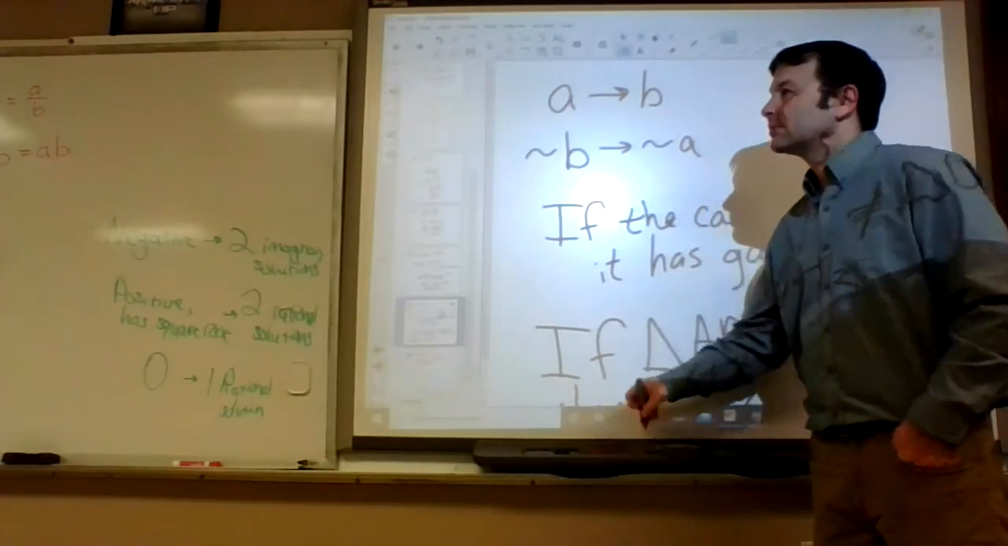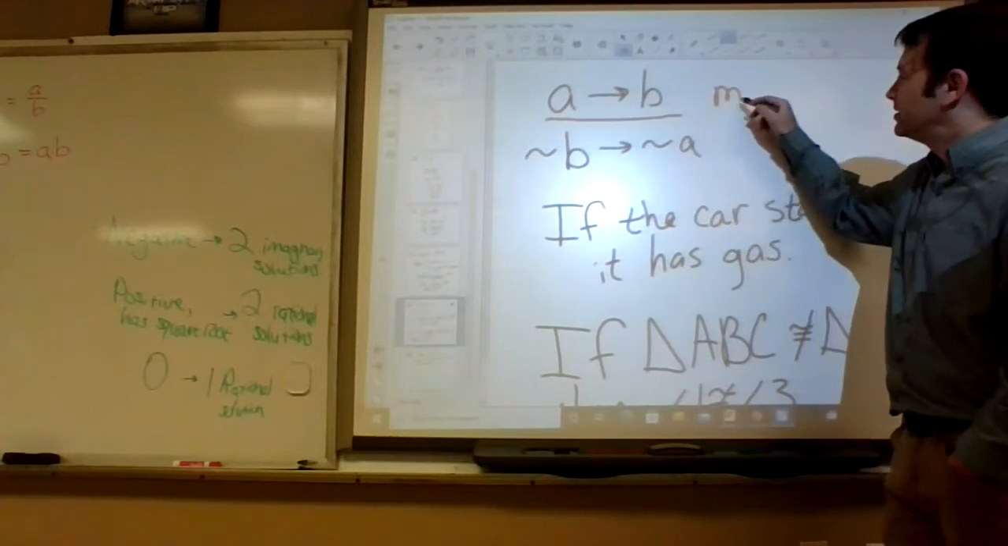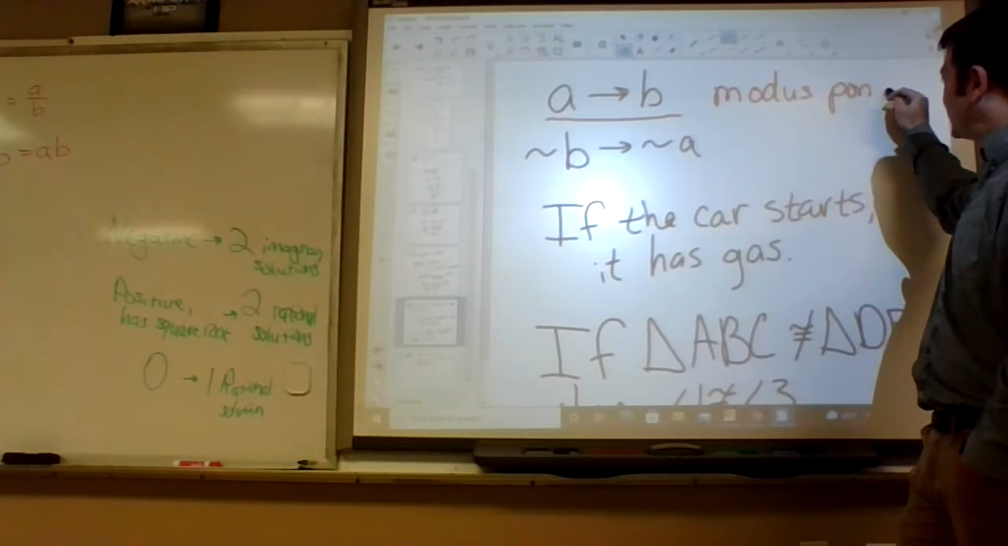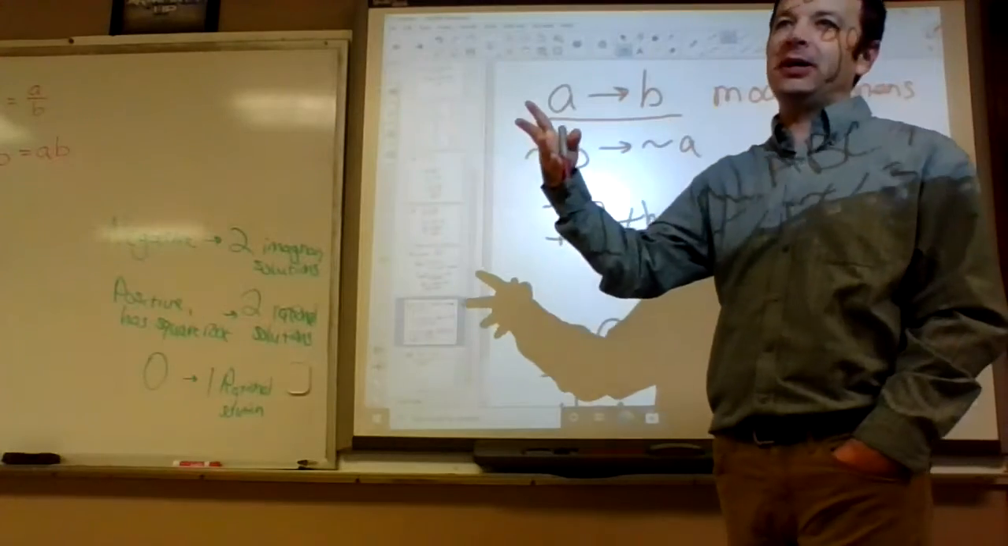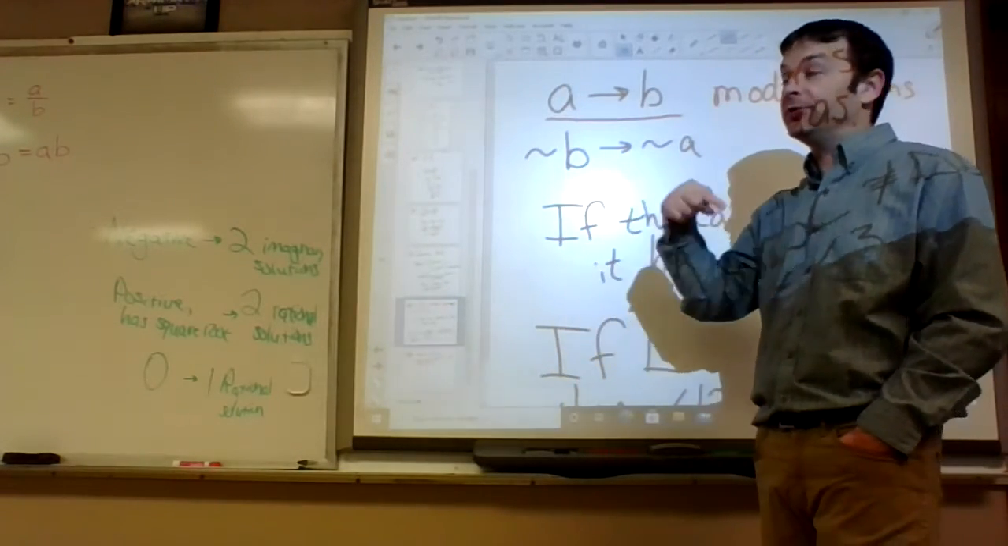Basically, this guy right here is modus ponens. What does that mean? It means if I say something like, if the animal's a dog, it will go to heaven. Bert is a dog, therefore Bert goes to heaven.